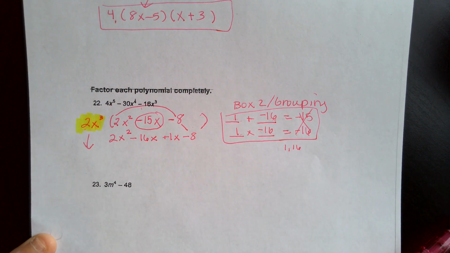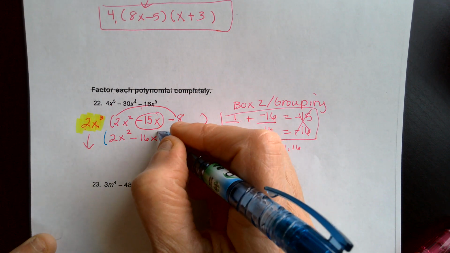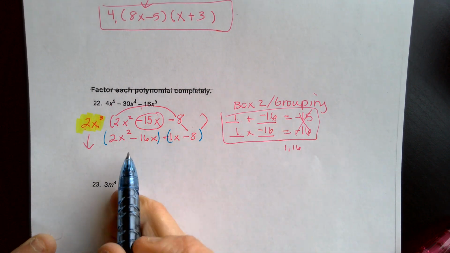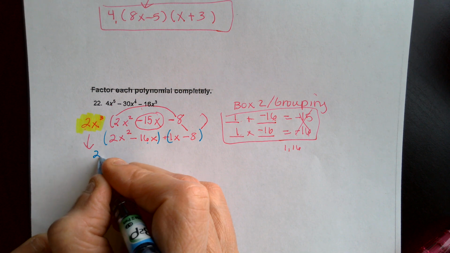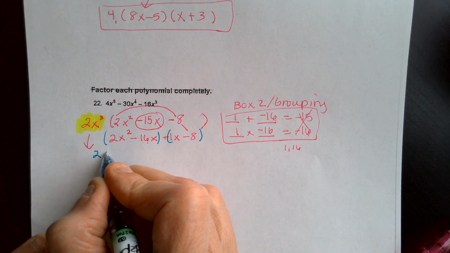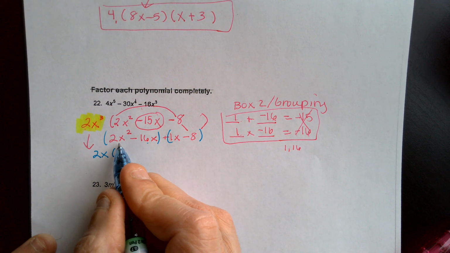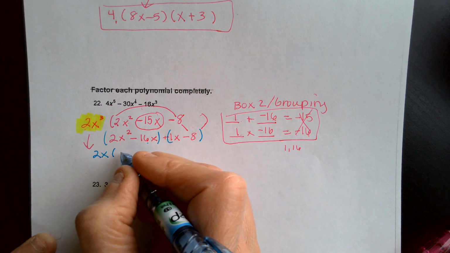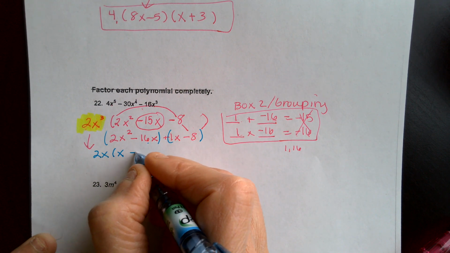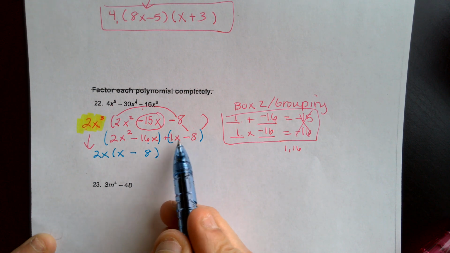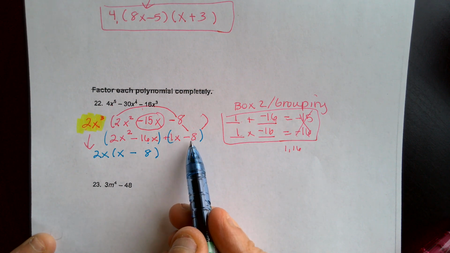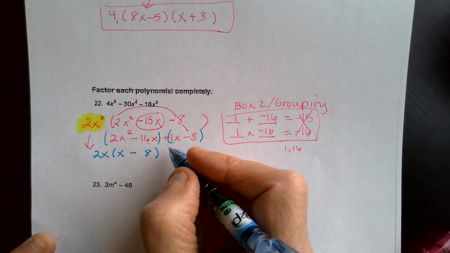Go in here and get a darker one. Put parentheses in here. Now when you look at these, what can I factor out of both? I can factor a 2, factor an x, and I'm going to be left with x minus 8. I look at this. I don't see anything.